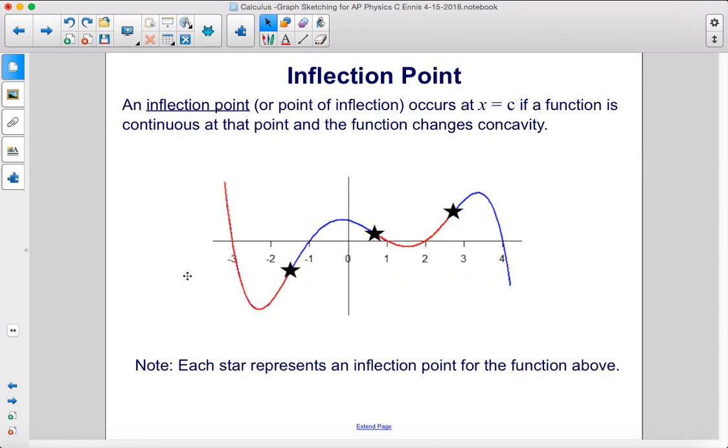An inflection point, or point of inflection, occurs at x equals c if a function is continuous at that point and the function changes concavity. Note each star represents an inflection point for the function above. So here we have a continuous function, but right here it changes from concave up to concave down, so here is our point of inflection.